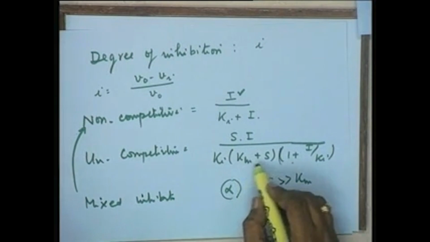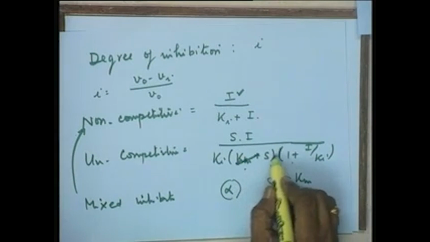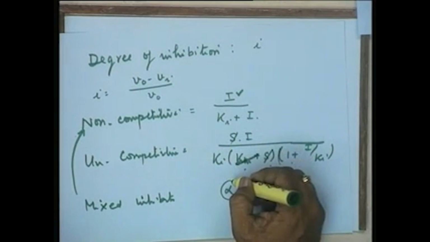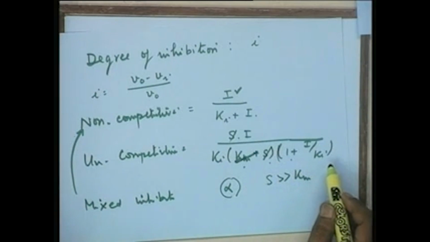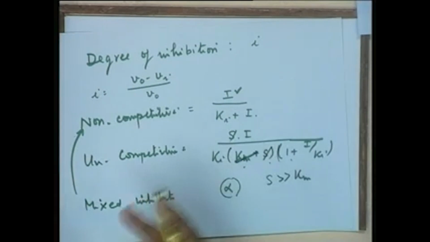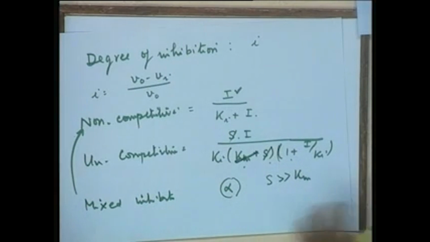You see, Km becomes K and S gets cancelled, yes, sir, and then the degree of inhibition will be I upon Ki into 1 plus I upon Ki. It reaches a limiting value of 1 plus I upon Ki maximum, but otherwise at low substrate concentration this will be somewhere in between 0 and that value.